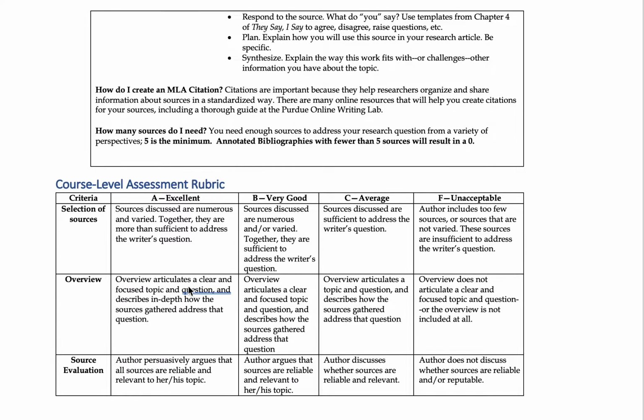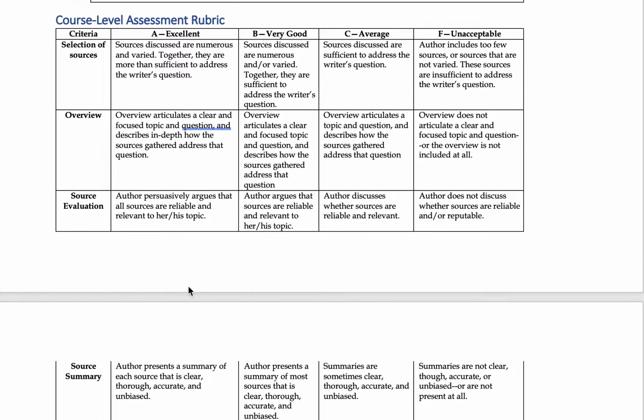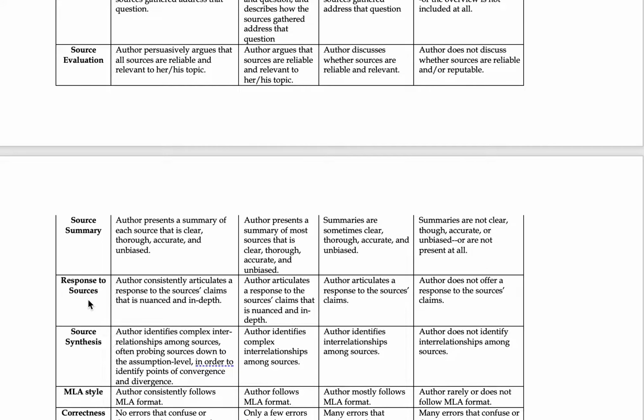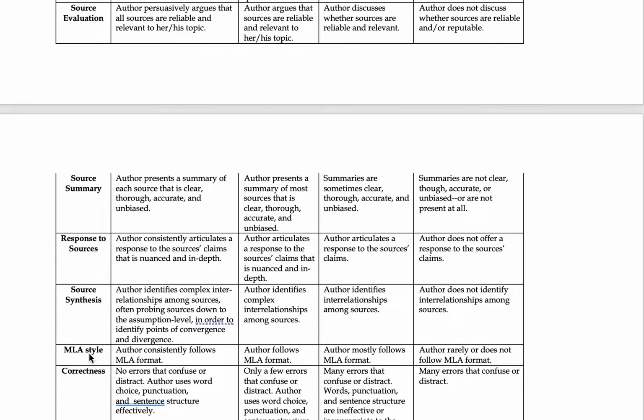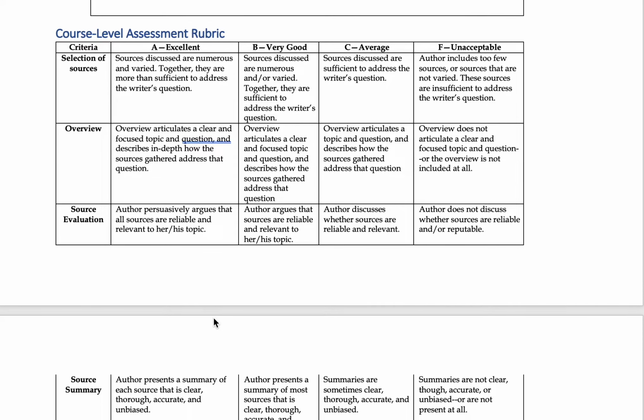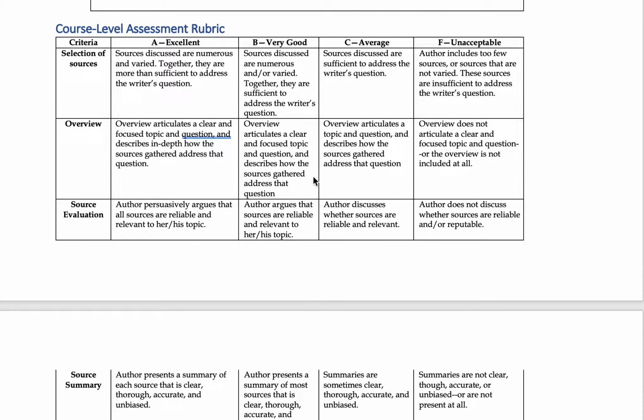Now, here is the rubric that is used to score this assignment. So if I get a student paper, I would look at it in terms of this rubric, which is broken down based on what I just kind of showed you. So there's selection of sources, the overview, source evaluation, source summary, response to sources, source synthesis, MLA style, and correctness. That's 8 areas, and I use a point system to score mine.